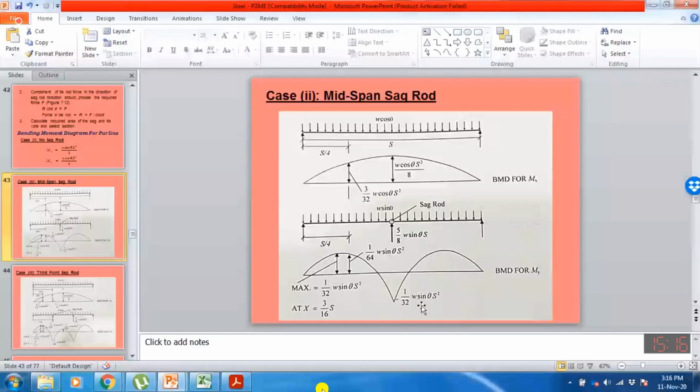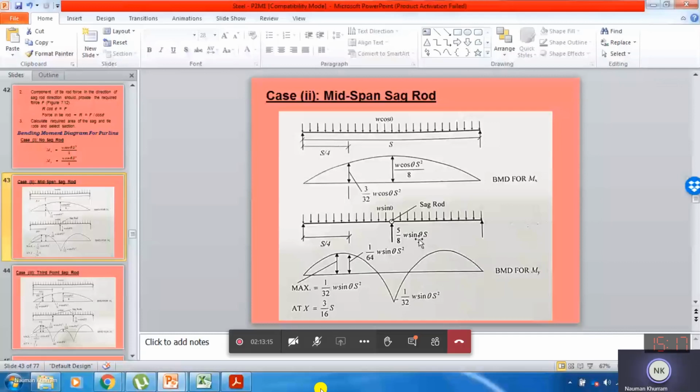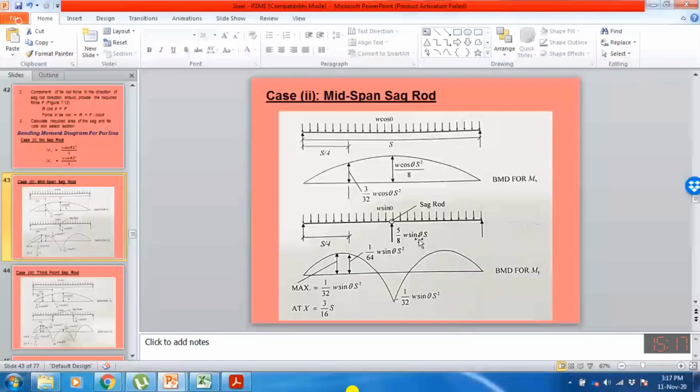And this is the 5 by 8. This is the force in the sag rod in horizontal direction. This 5 by 8 W sine theta s will be the force in the sag rod in horizontal direction. I will explain here what horizontal direction means: horizontal means perpendicular to the length of the truss, it is along the length of the truss. And if we are using two sag rods, third point sag rods means two sag rods.